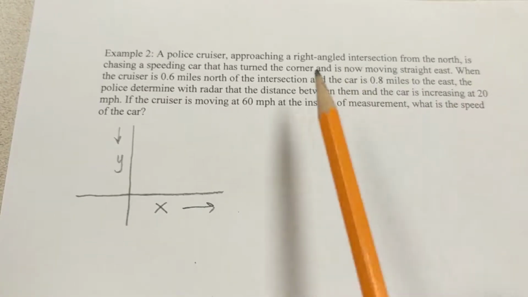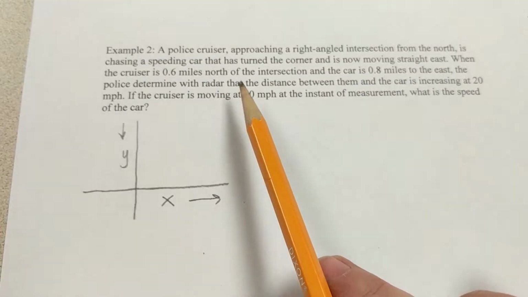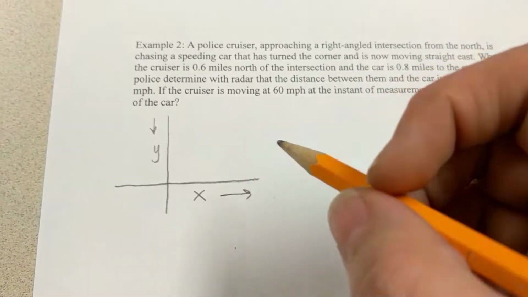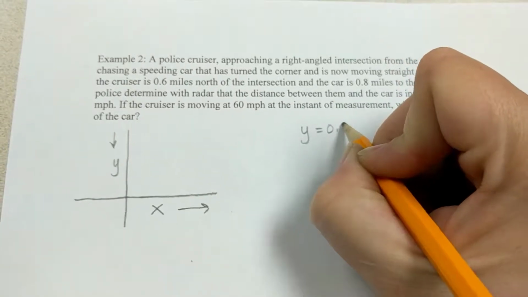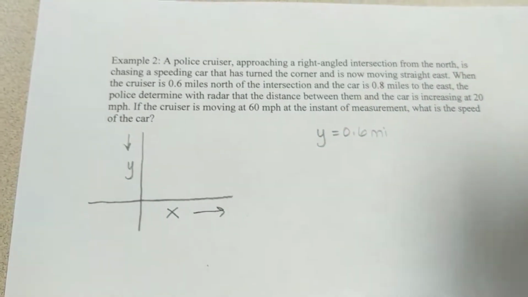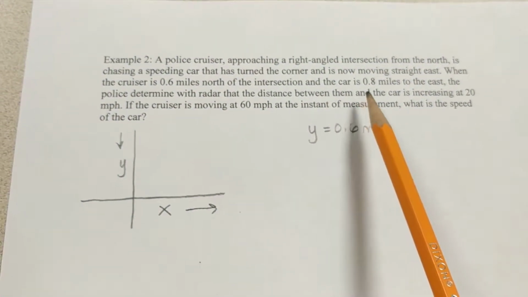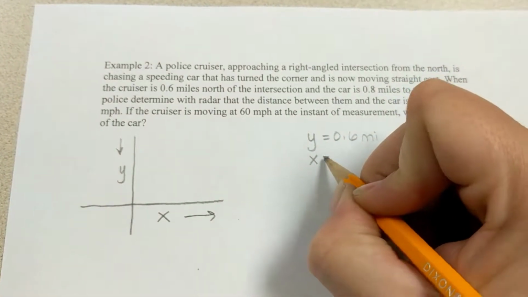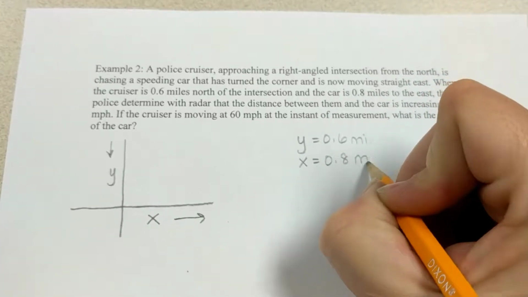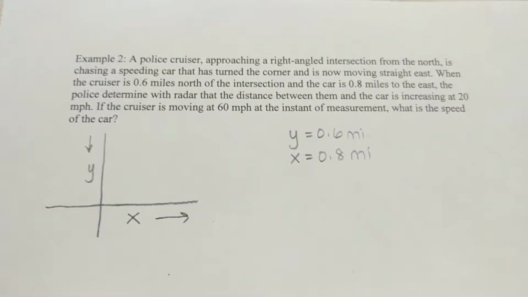And it says when the cruiser is 0.6 miles north of the intersection, so that's going to be one of our pieces of information, when Y is at 0.6 miles, then the car is 0.8 miles to the east. So my robber is 0.8 miles to the east.